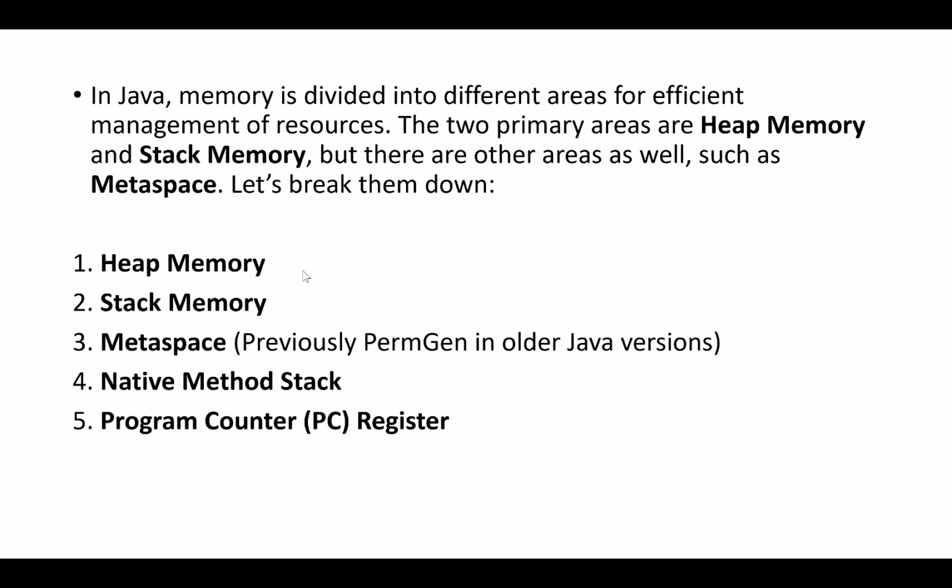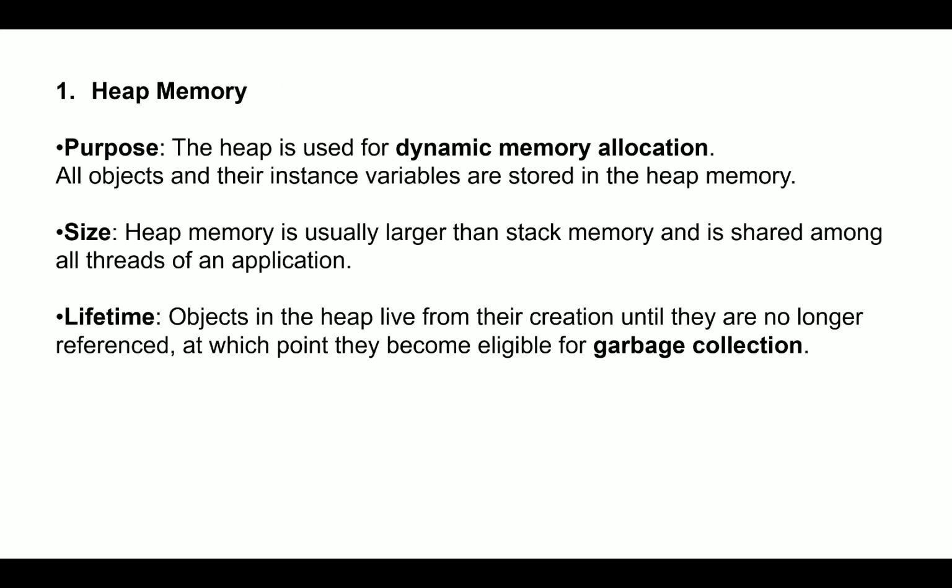Number one, heap memory. Second, stack memory. Third, metaspace, previously perm_gen in older Java versions. Fourth, native method stack, and fifth, program counter register. So, what is heap memory?